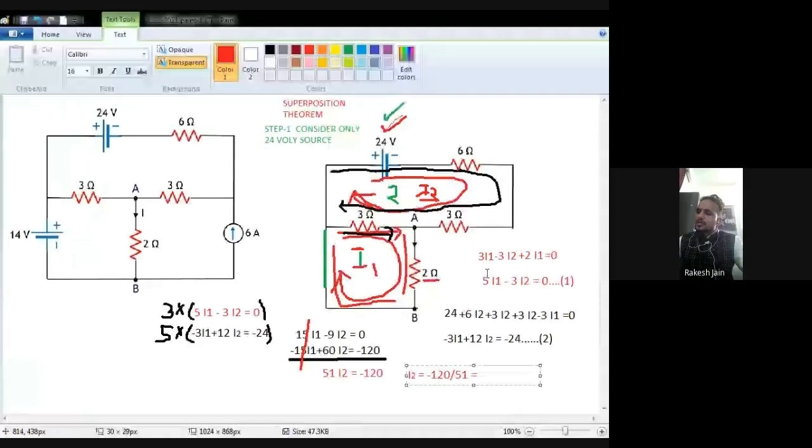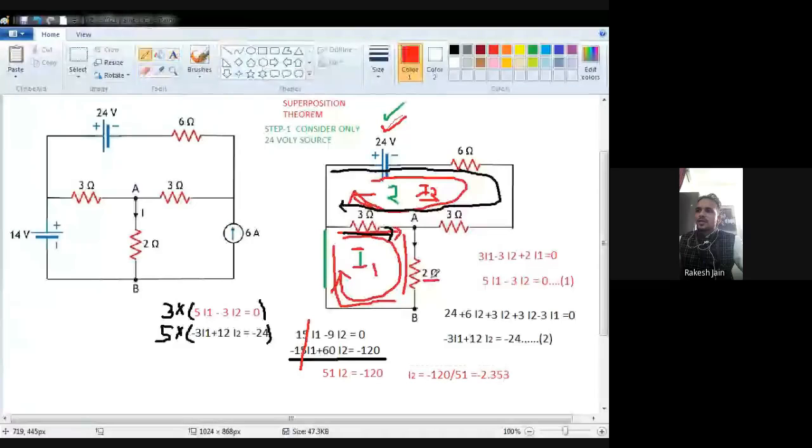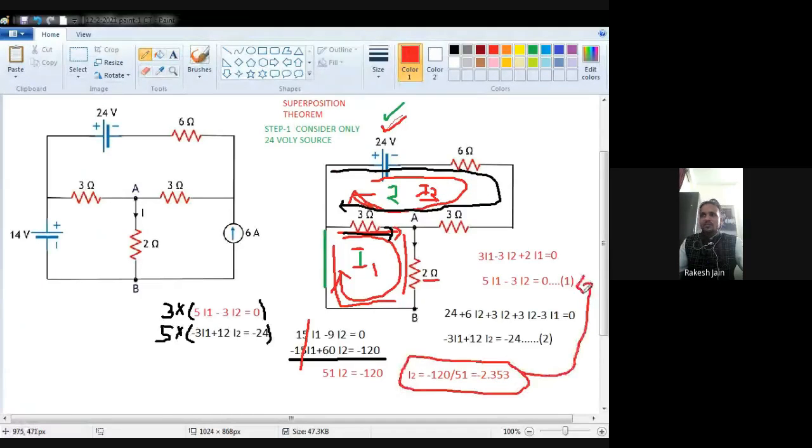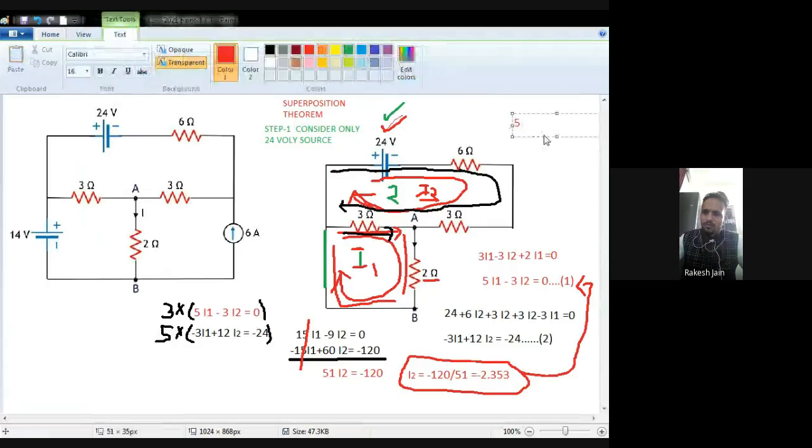6I2 plus 3I2 plus 3I2. 6 plus 3I2 is 9I2 plus 3I2. So 2I2 down in subscript, so you will not confuse. Now 12I2. And at the right hand side this 24 will be moved, so this will be minus 24, and now this is my equation number 2. So only 2 meshes, only 2 equations required.